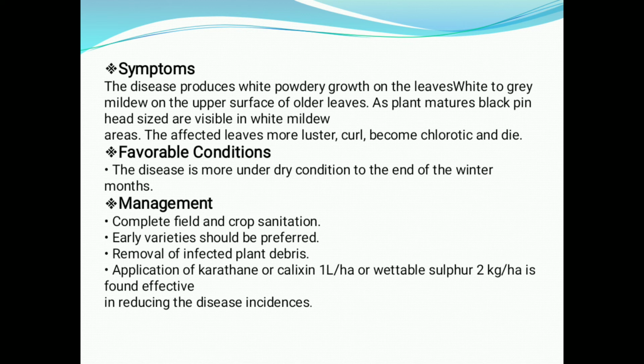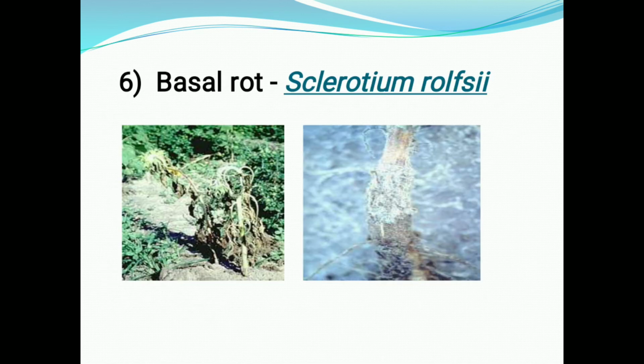Favorable conditions: the disease is more severe under dry conditions and at the end of the winter months. Management: complete field and crop sanitation. Early varieties should be preferred. Removal of infected plant debris. Application of Karathane or Calixin 1 liter per hectare or wettable sulfur 2 kg per hectare is found effective in reducing the disease incidence.